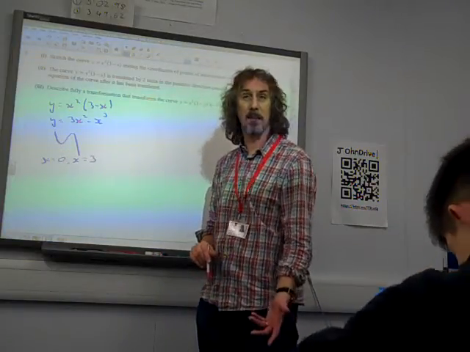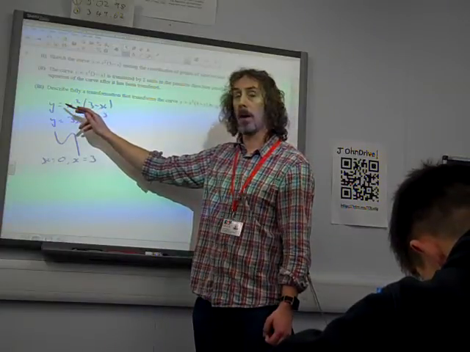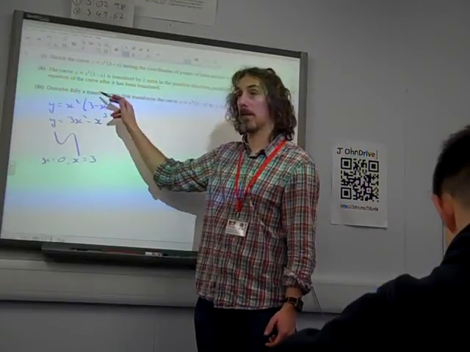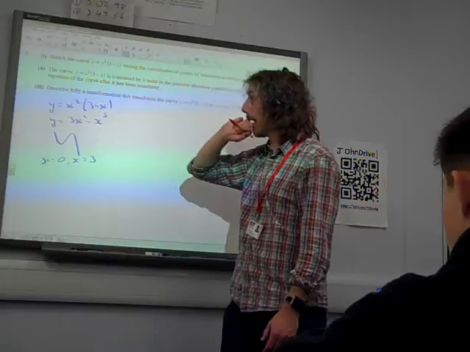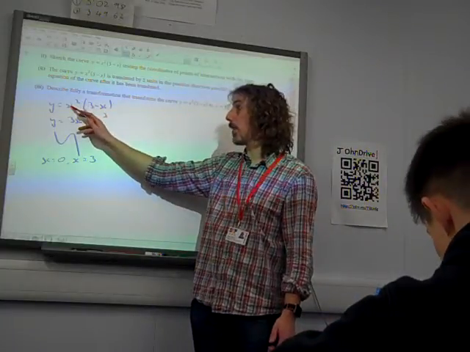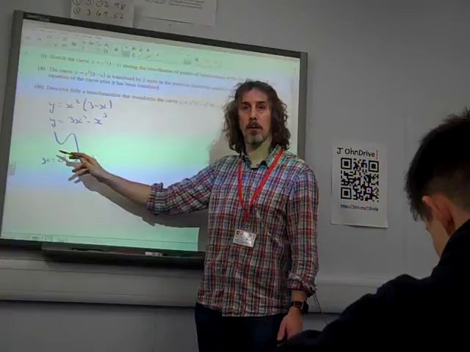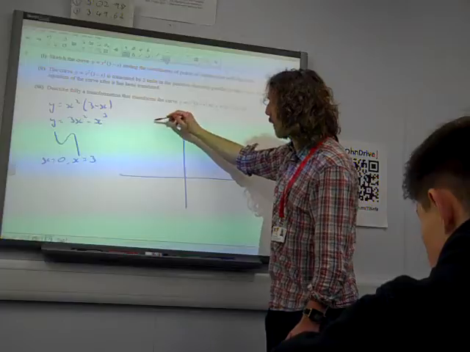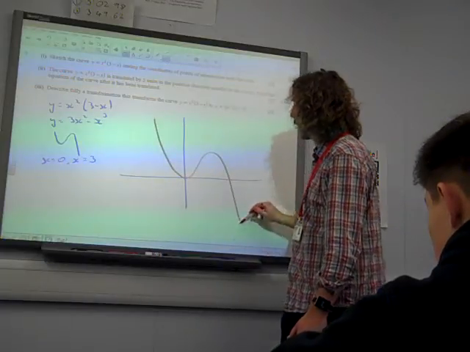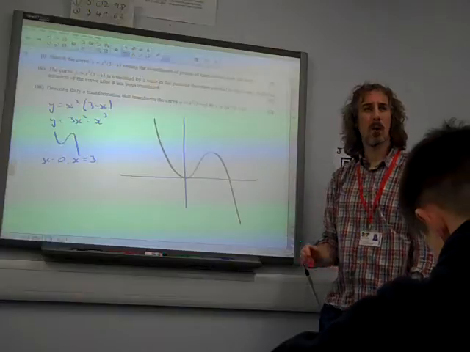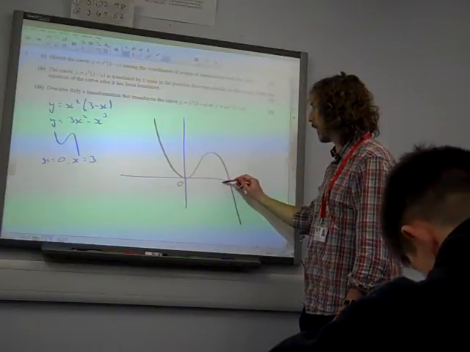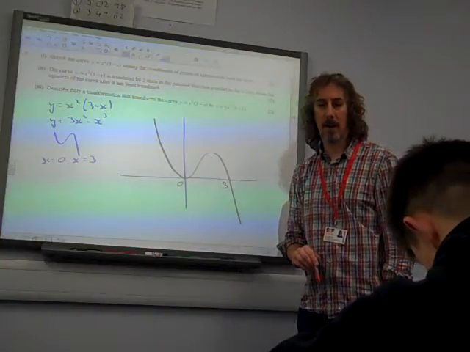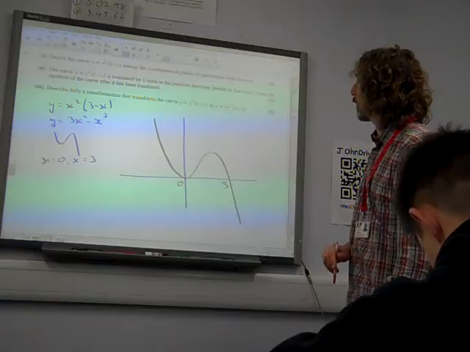It's going to cross the y-axis at 0 as well. If x is equal to 0, you'd have 0 times 3, wouldn't you? So that's 0. And we've got the repeated root when x is 0. That one occurs twice. So I think from all of that we're getting a curve that is going to do that kind of shape. We've got a repeated root at 0. We've got it crossing at +3 as the other point. And that's it.